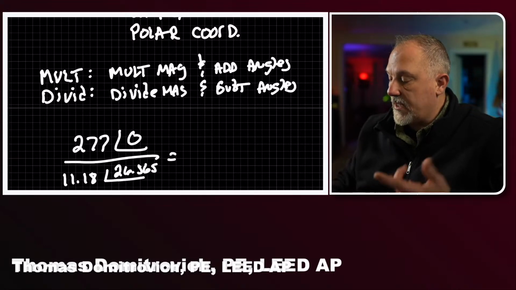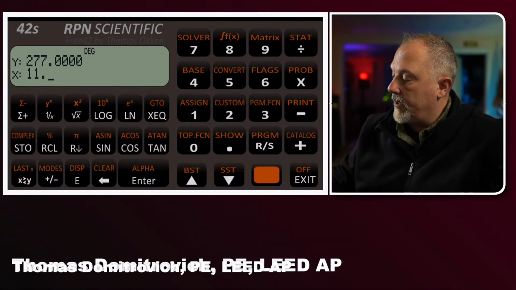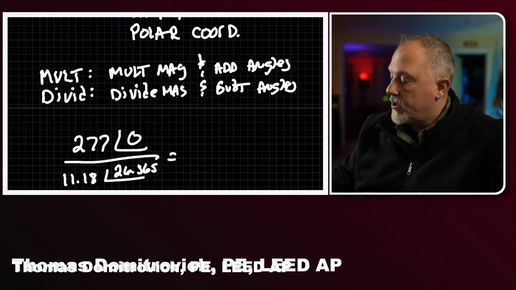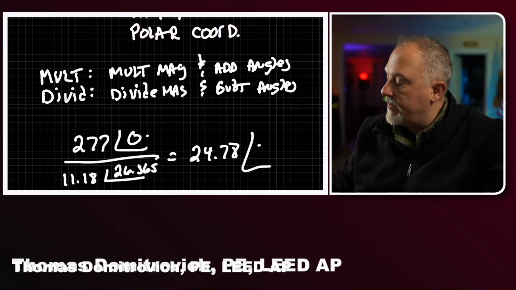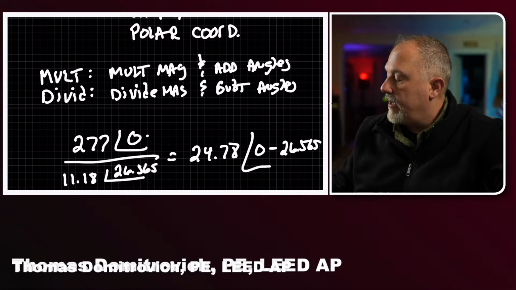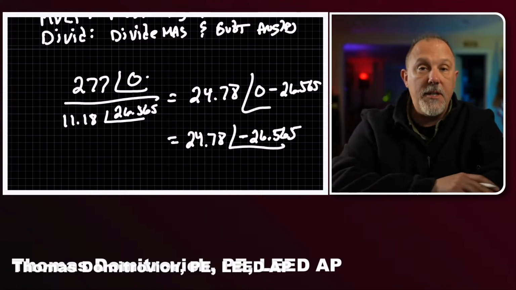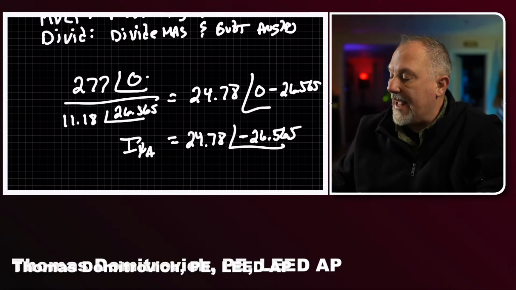And that's equal to 277 over 11.18, which divides to 24.78. And what I take is my 0 at an angle of 0 minus 26.565. And that is equal to 24.78 at an angle of negative 26.565. So that would be the current I in phase A.